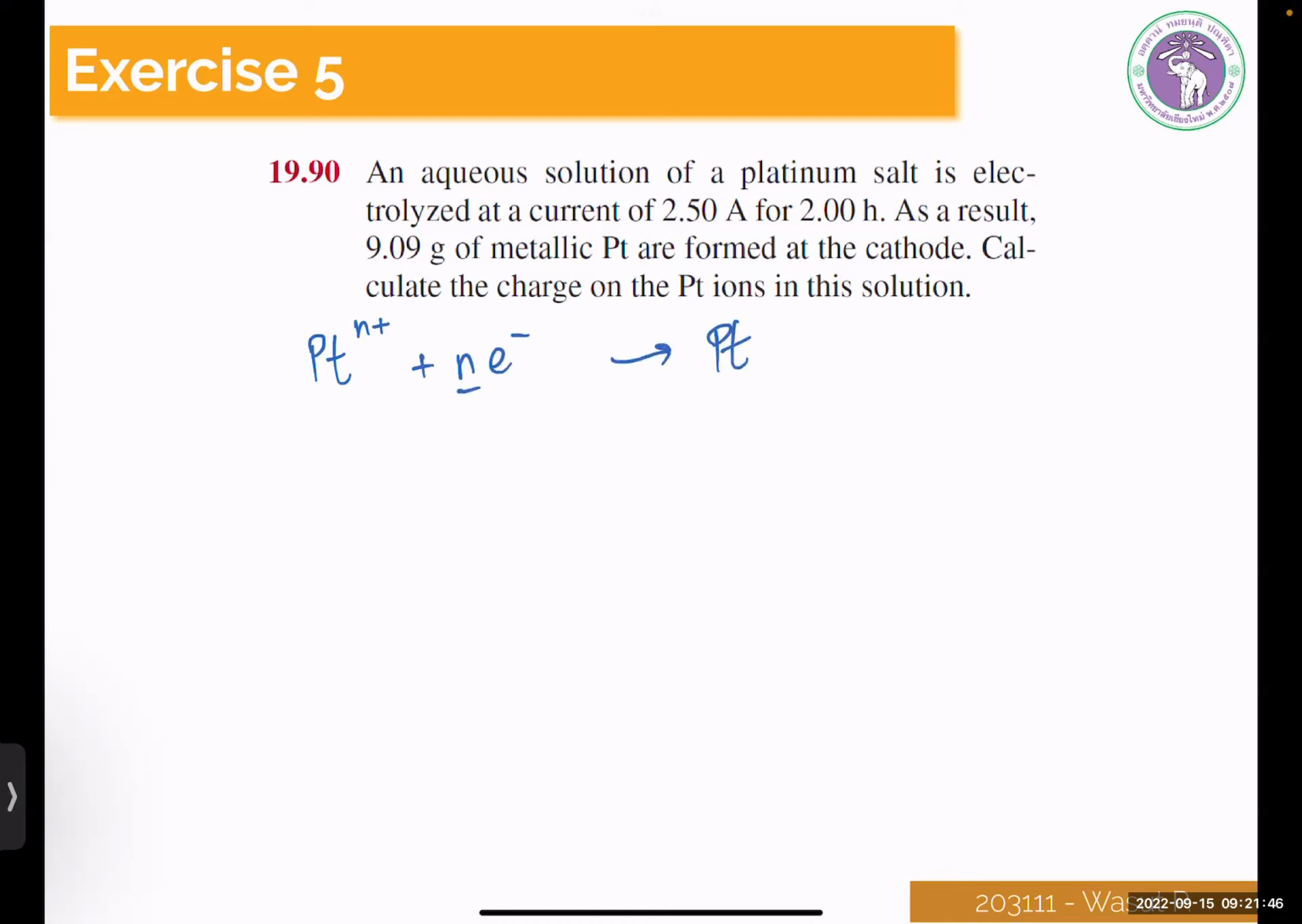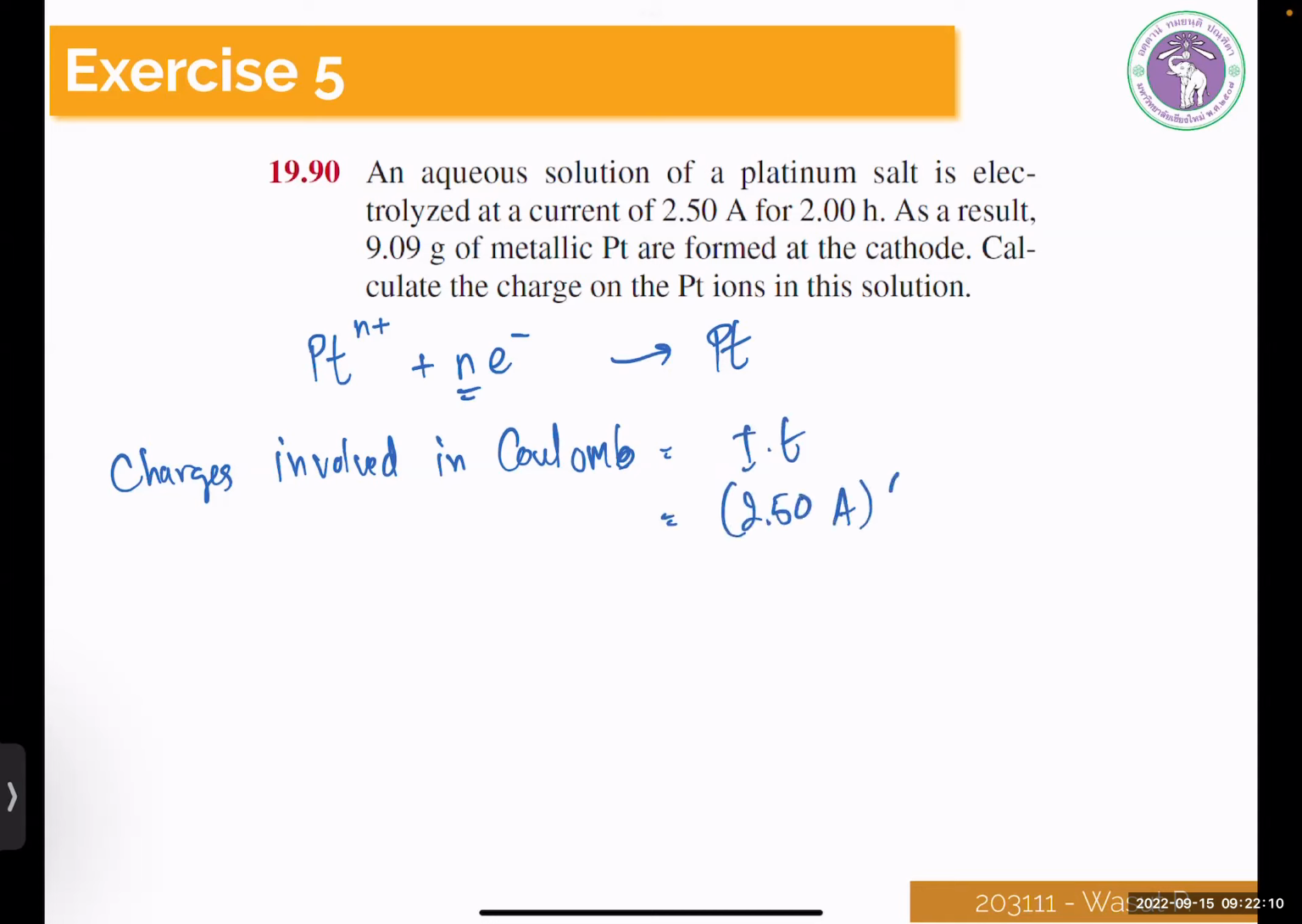How do I find out? Well, the charge involved, in Coulombs, is equal to I times t, right? I is the current in amperes times the time in seconds. I have to convert this hour into seconds, right? 1 hour has 3,600 seconds. So that's how I convert this into seconds. I'll just leave that number for a moment. That's the charge in Coulombs.